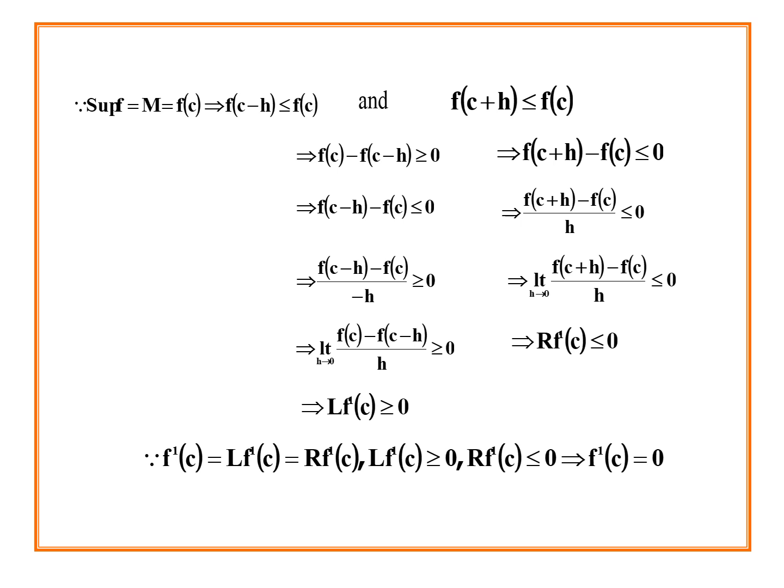From this and this, f dash c is nothing but L f dash c, that is equal to R f dash c. L f dash c is greater than or equal to 0, R f dash c is less than or equal to 0. That implies f dash c is equal to 0.